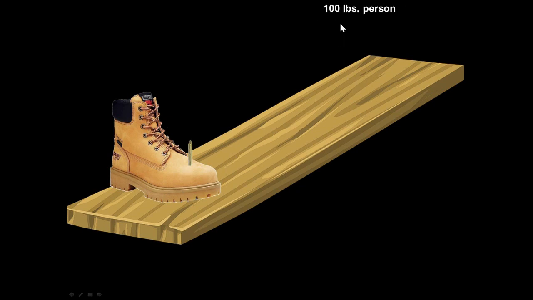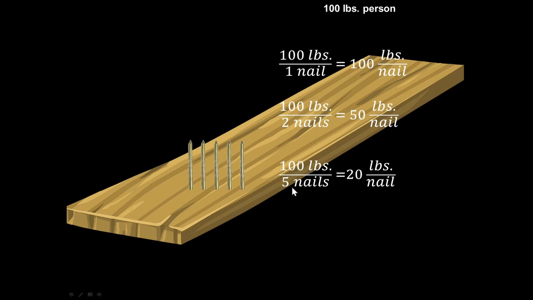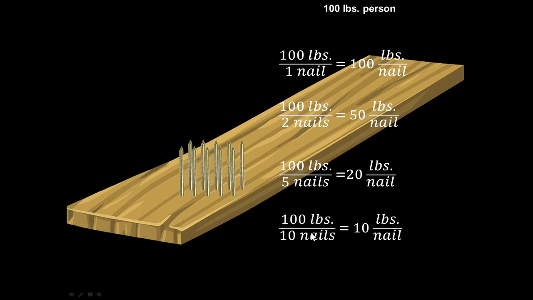I'm saying this is a 100-pound person just to keep the numbers easy, but if I have 100 pounds on one nail, that's just 100 pounds per nail. Okay? But if I had 2 nails, well, that's 100 pounds on the 2 nails. That's half as much pressure per nail. 5 nails, 100 pounds per 5 nails, that's only 20 pounds per nail. 10 nails, okay, only 10 pounds per nail.